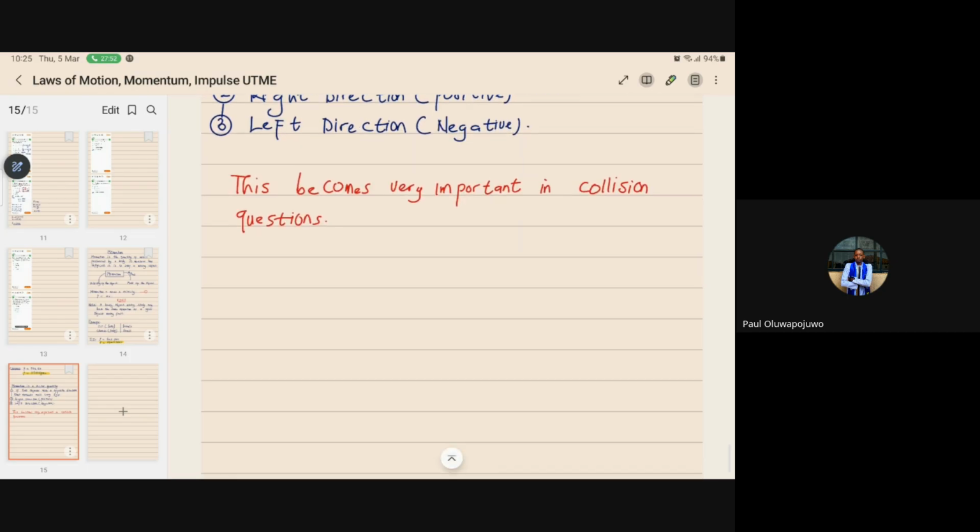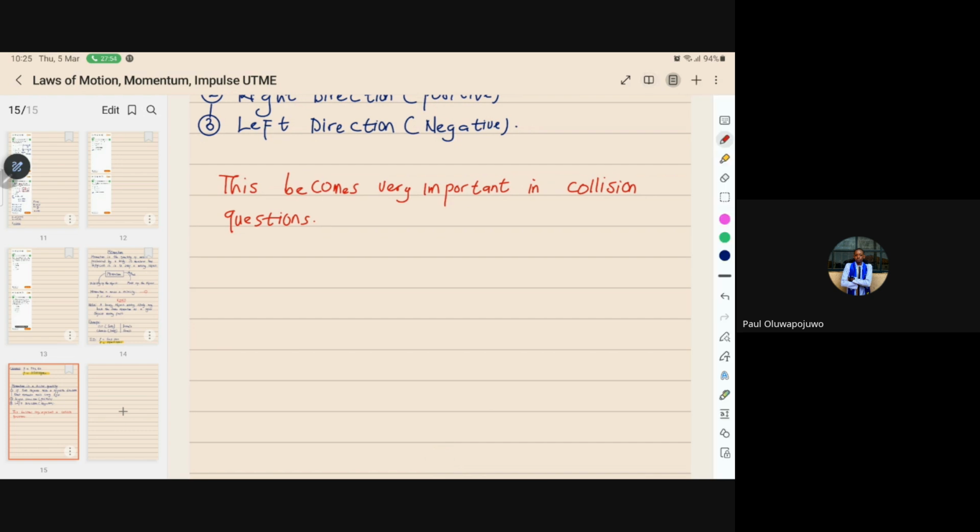So this becomes very important in collision equations. So the next thing I want us to look at is change in momentum, right? So if velocity changes, momentum will do what? Change. Is that not so? Because momentum is dependent on mass and velocity. Now, the next thing I want you to take note of is your change in momentum.